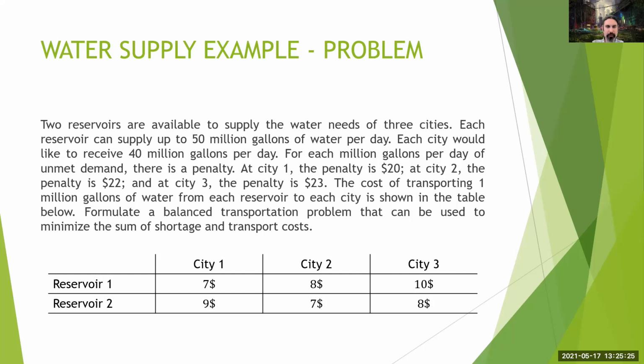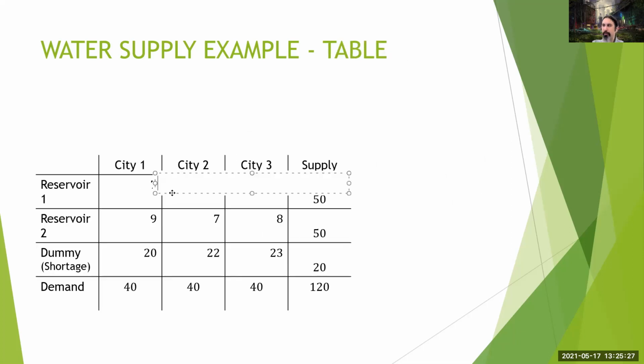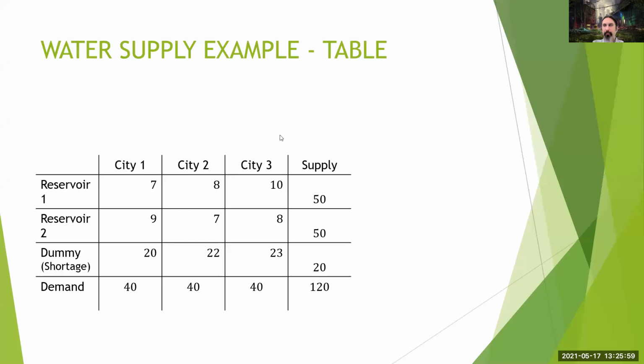So what we have here, the transportation costs and the penalty costs, and now we have at the bottom the demands of each city, 40, 40, 40, and the supply of each reservoir, 50 and 50, and the shortage amount, 20, which is 120 total. So we're gonna solve this one later on.